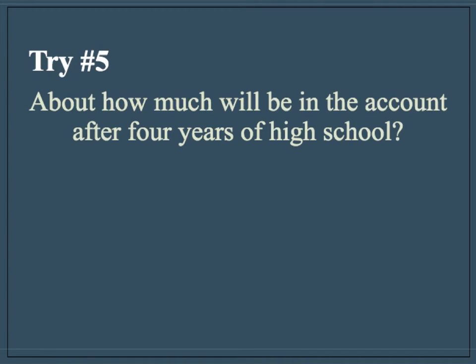Now it says, about how much will be in the account after 4 years of high school. Okay, so at this point, not much has changed. A of t is going to equal P times e to the rt. t, though, has changed. Remember, they got this money at the beginning of fifth grade year. So if you think about a full school year, and now we're talking about after 4 years of high school, so now we're talking about senior year. Really, you're counting the fifth grade year. So 5th, 6th, 7th, 8th, 9th, 10th, 11th, 12th grade is really 8 years later.